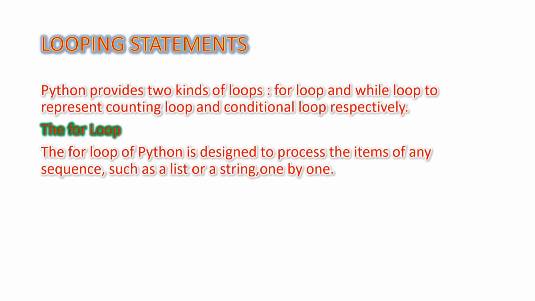Looping statement. Python provides two kinds of loops, for loop and while loop, to represent counting loop and conditional loop respectively. The for loop. The for loop of Python is designed to process the items of any sequence, such as a list or a string, one by one.